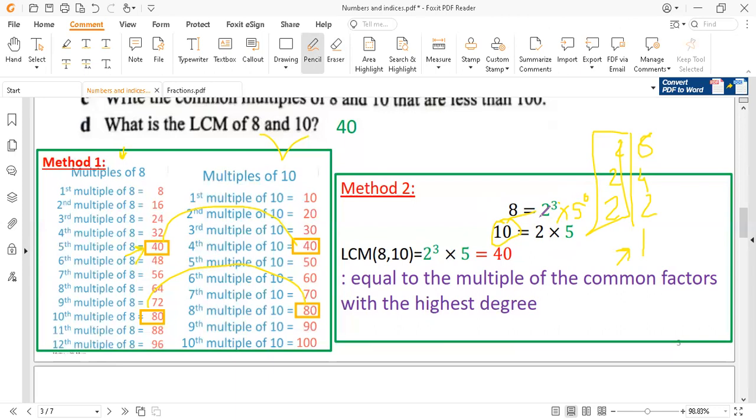For example, in both numbers we have a 2, and in both numbers we have a 5. For the lowest common multiple, we take the common factors with the highest degree. So we compare the exponents of the two numbers: 2 power 3 and 2 power 2, and we choose 2 power 3. For 5, we have 5 power 0 and 5 power 1, so we choose 5 power 1. The lowest common multiple is 2 cubed by 5, equal to 40.